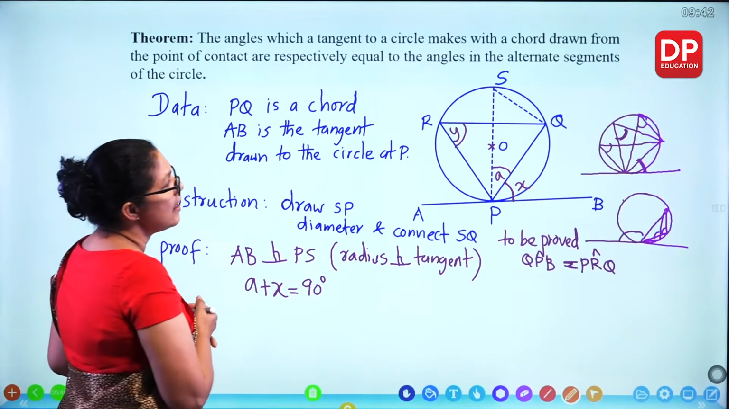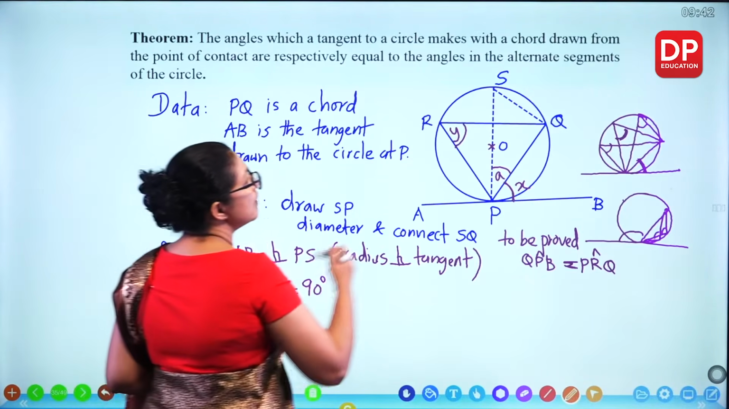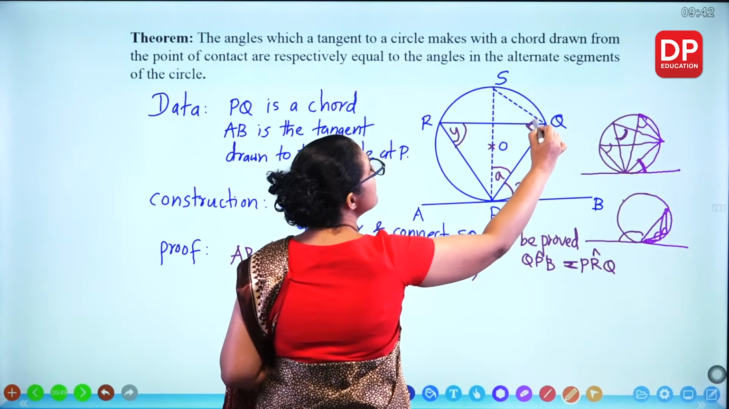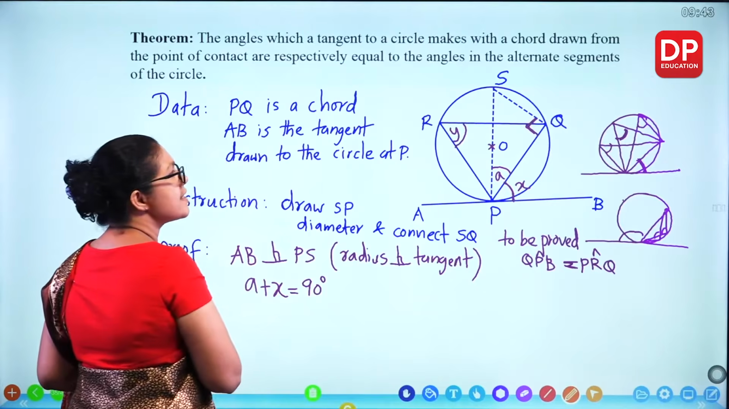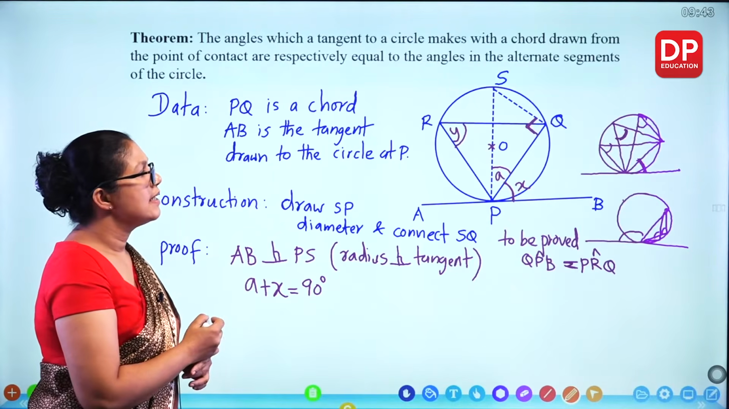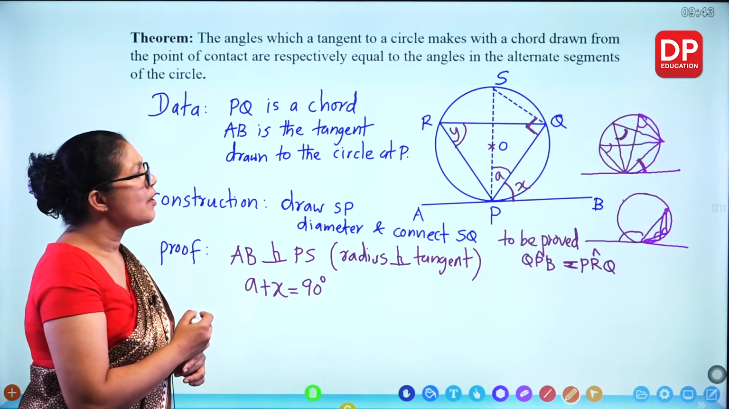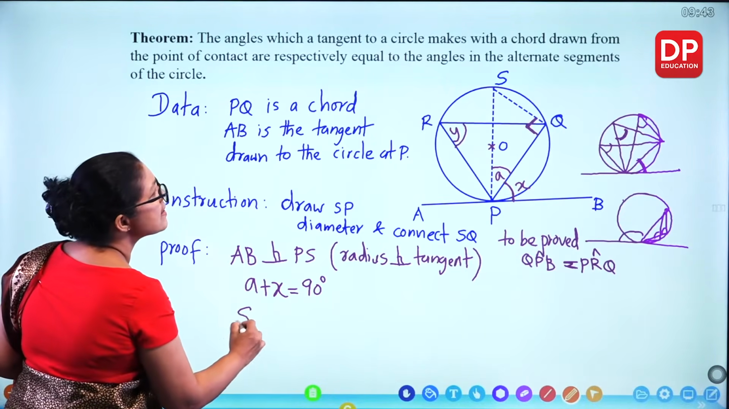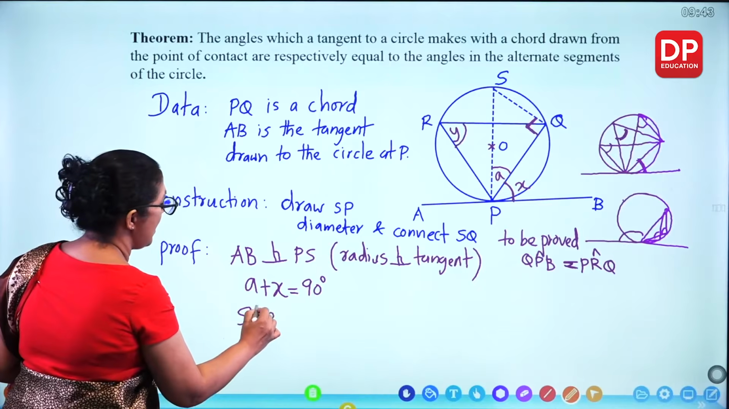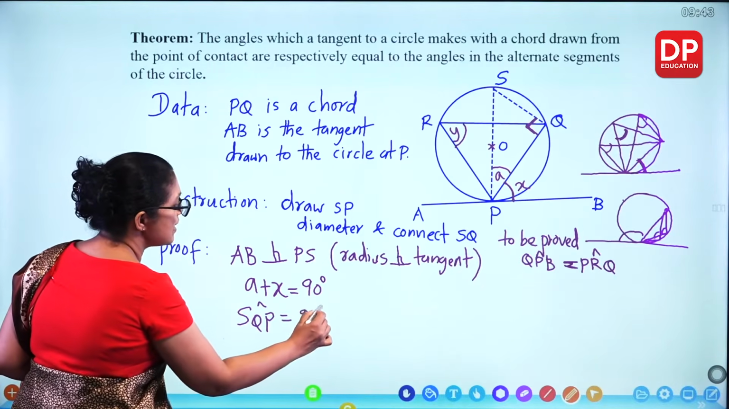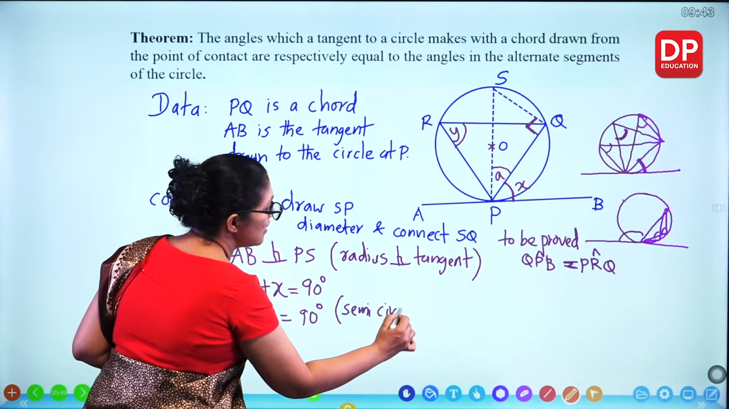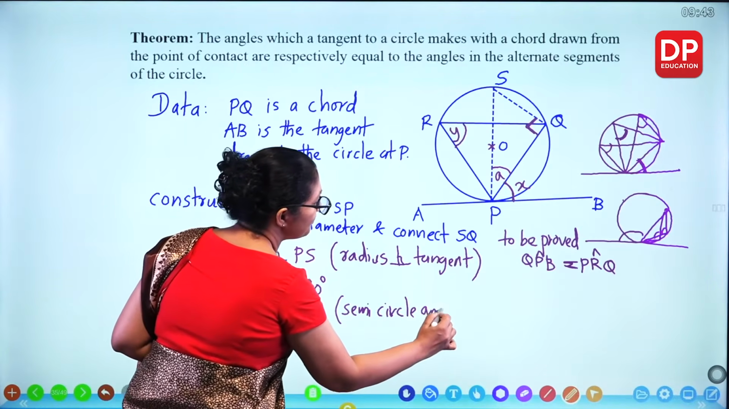And if you take this angle, what's this angle? This angle is also 90 degrees. Why? What's the reason? Because SQP is a semicircle angle. SQP angle is 90 degrees, semicircle angle.